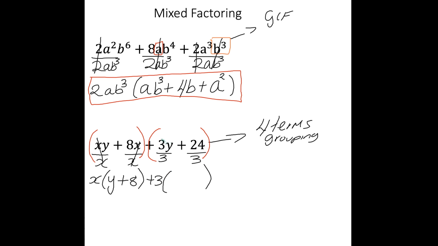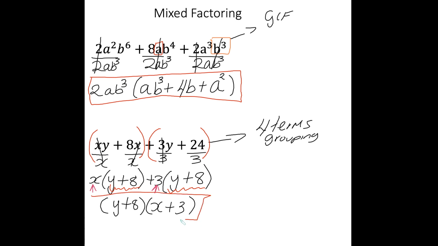I'm going to divide: y plus 8. Remember what I told you. These groupings, or whatever you have in the parentheses, must be identical. So I'm going to take y plus 8, just one of them because they're identical. And then whatever is in front, I'm going to put in a separate parentheses. So this will be x plus 3. And you're finished. And that's your answer.